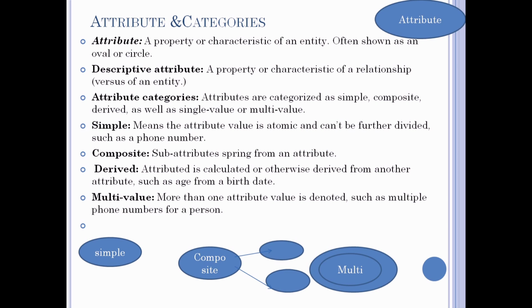Next one, derived attribute. A derived attribute means if you want to calculate an attribute value, we have to derive it from another attribute. For example, if you want to calculate the student age, we derive it from another attribute, which is the birth date.